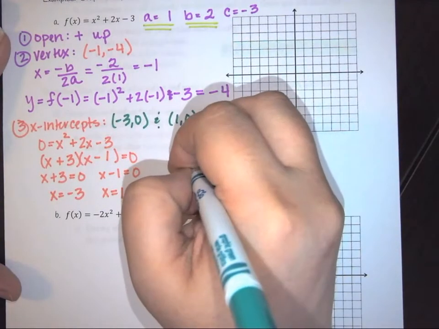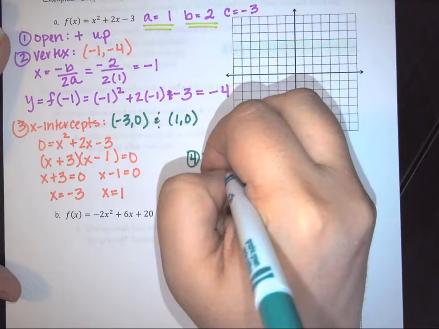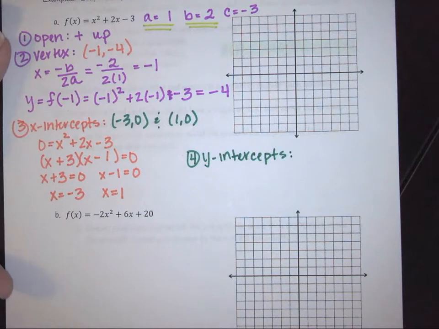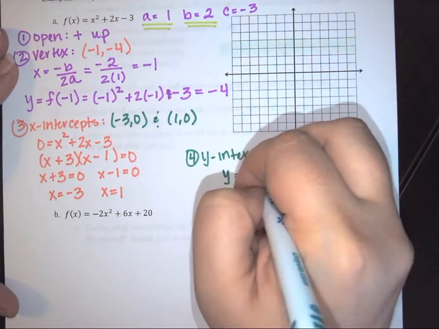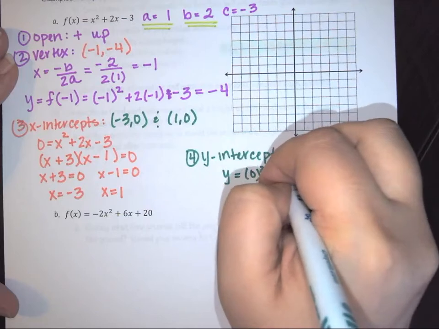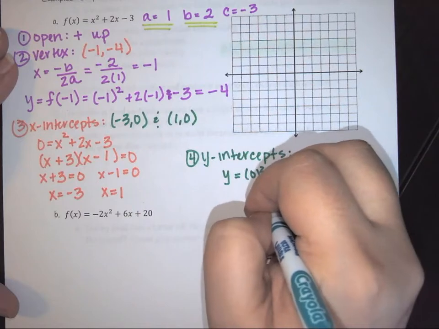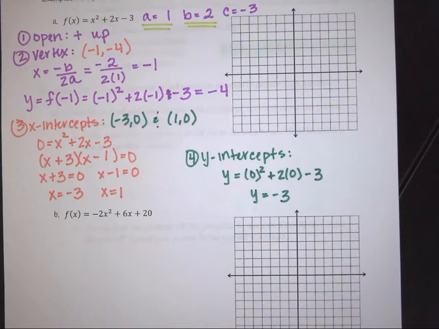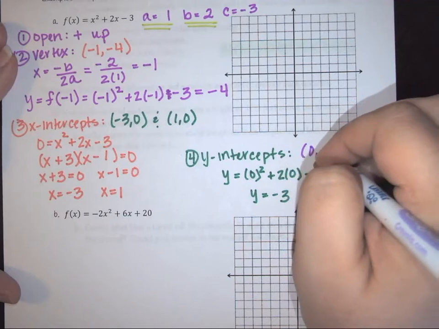Now the next thing that we need to do is look to see if there are any y-intercepts. So this means every x has to be 0 and solve for y. So y is going to be 0 squared plus 2 times 0 minus 3. This tells me that y is negative 3, which is going to give me an intercept point, and in this case that intercept point is the point 0, negative 3.